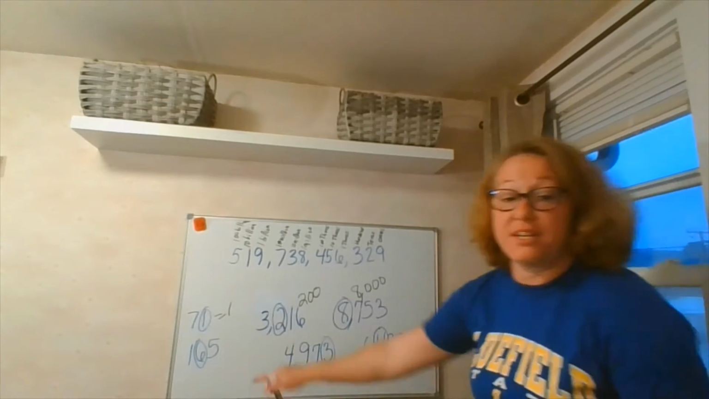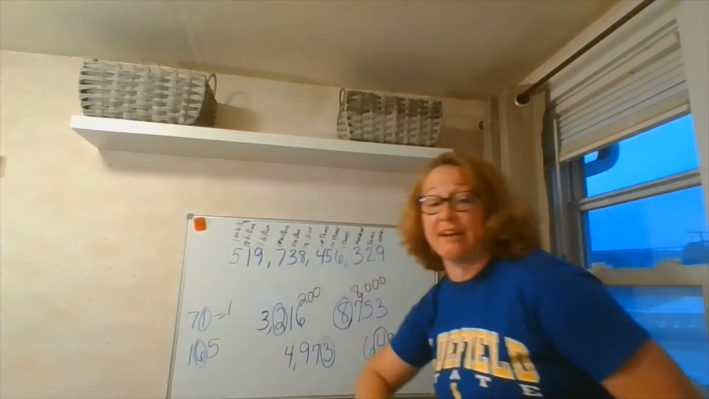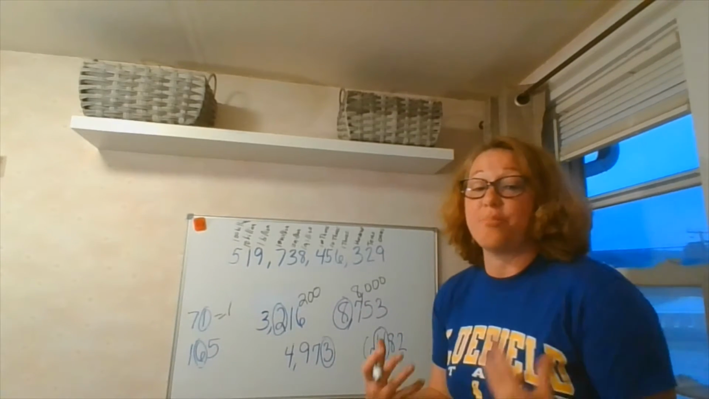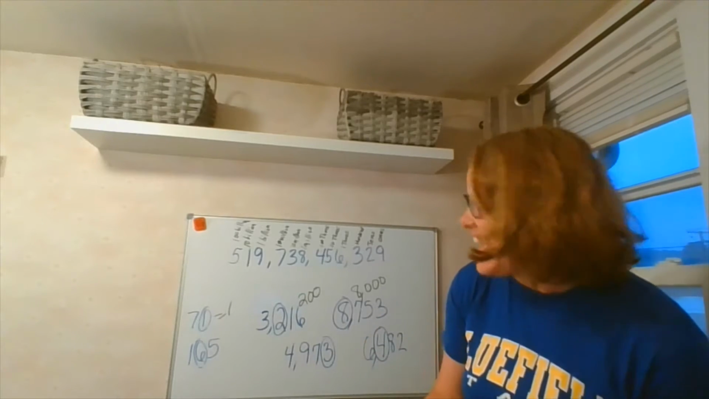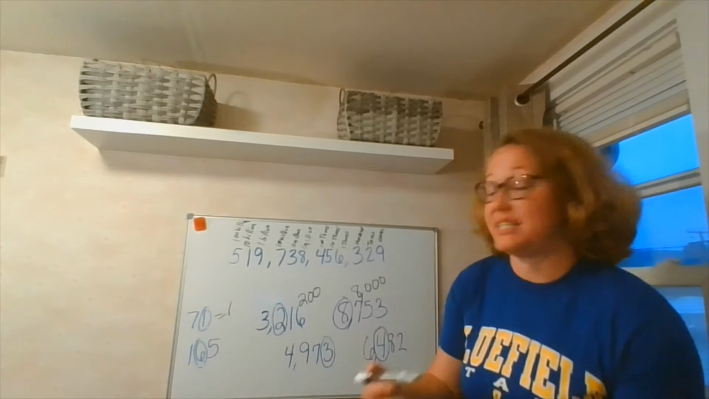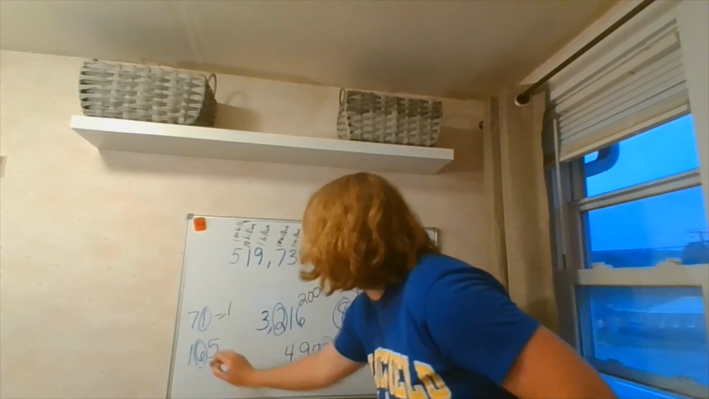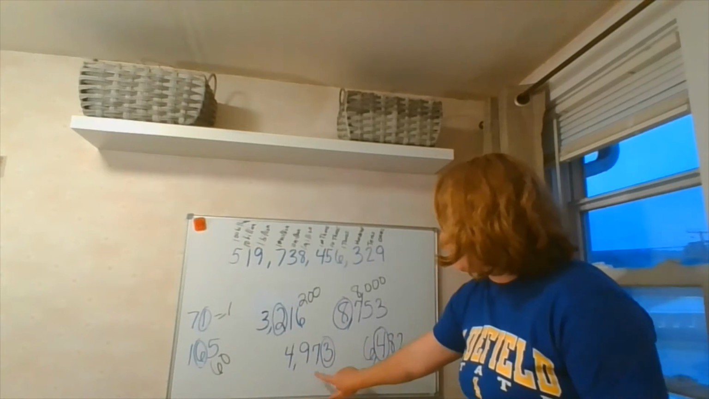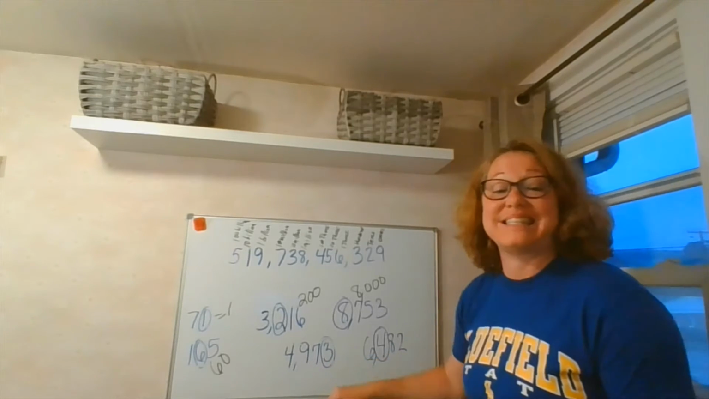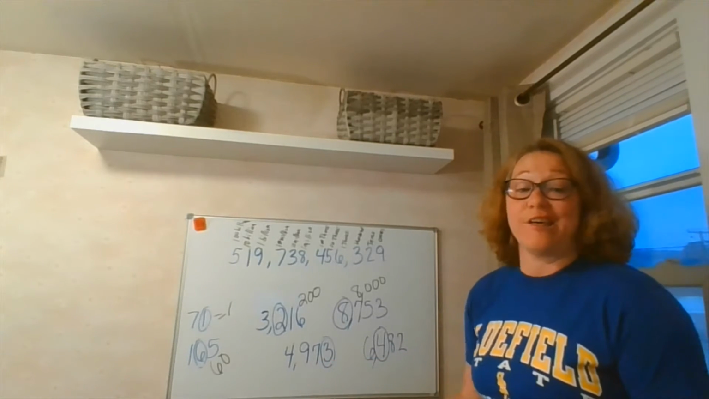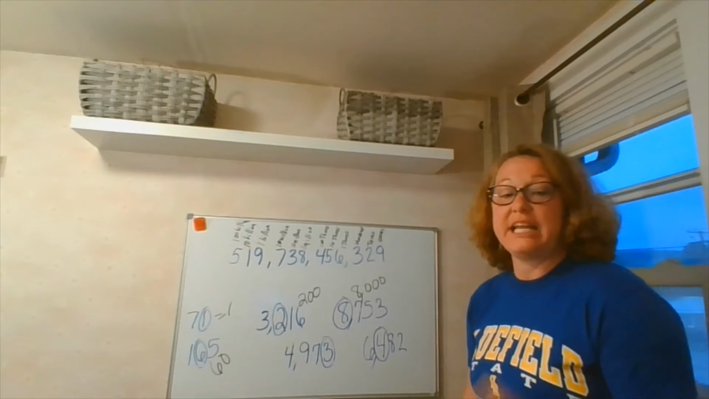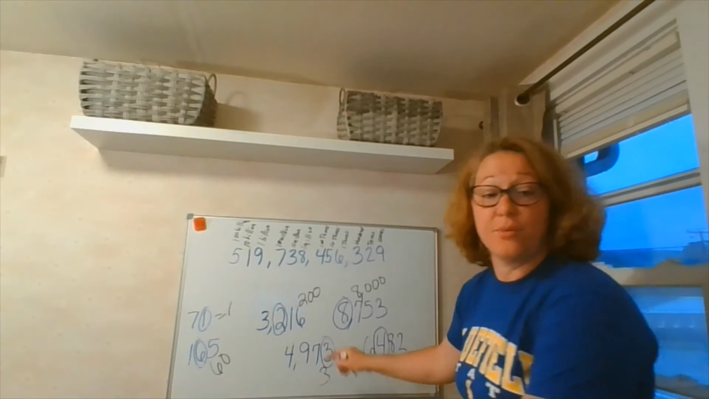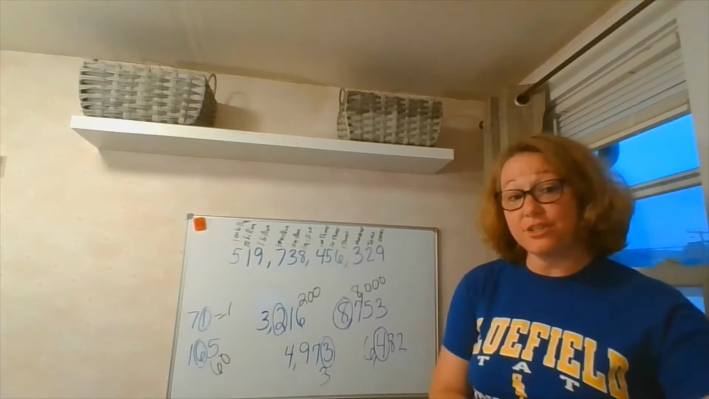Now, let's look at this number, the 1, the 6, and the 5. What is the value of the 6? Well, it's in the place of the tens, and so 10 times 6 is 60. Its value is 60. Here you have 4,973. What's the value of the 3? The value of the 3 is 3. The place that it's in is the ones, but the value is 3.